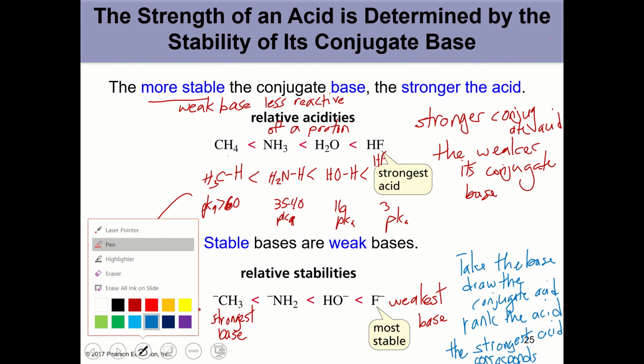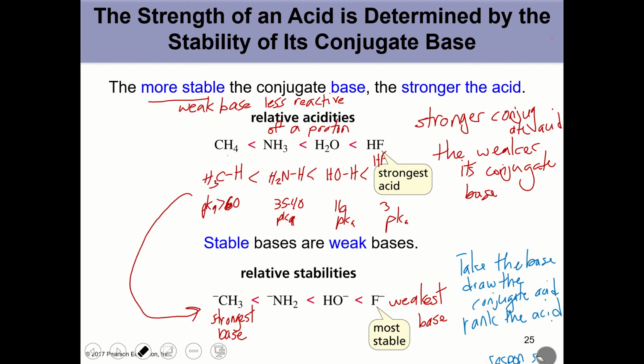It's not going to work. There's just not enough room. Okay. Strongest acid indicates conjugate base that is weakest. Okay. Hopefully that is clear to you.